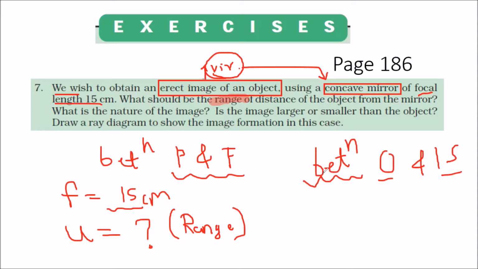So anywhere between 0 and 15, if you place the object, that is between P and F, you will get an image which is virtual. And if it is virtual, the next part of the question asks what is the nature. So it is virtual, so it is an erect image. And is it smaller or larger than the object? We know the image formed in this situation is going to be larger than the object. It's a magnified image. And the next part says draw the diagram. So we will draw the diagram for the case when the object is between P and F.